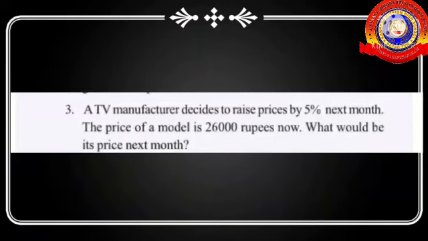Next, we move to the third question. A TV manufacturer decides to raise prices by 5% next month. The price of a model is 26,000 rupees now. What would be its price next month? In the question, the manufacturer decides to raise the price by 5%. That is, for every 100 rupees, he raised the amount by 5 rupees.